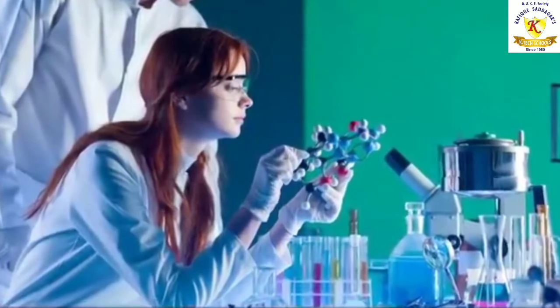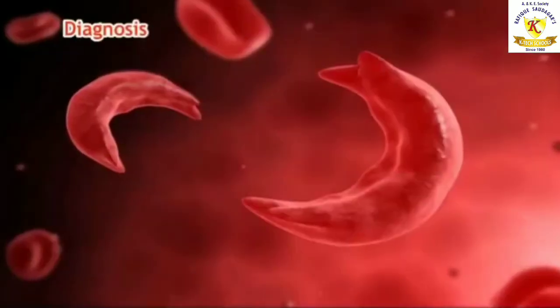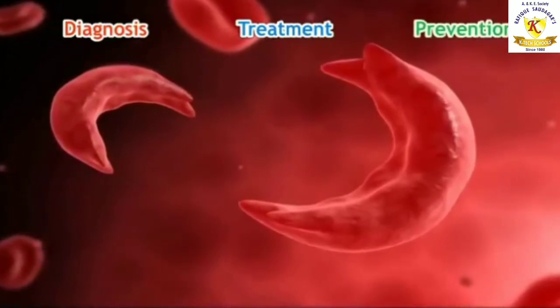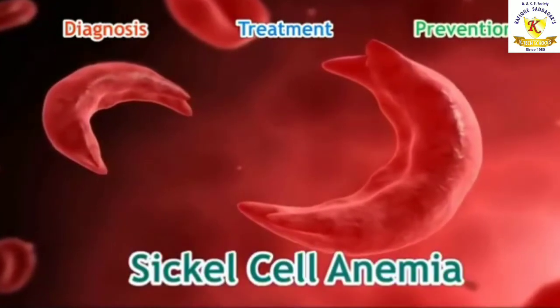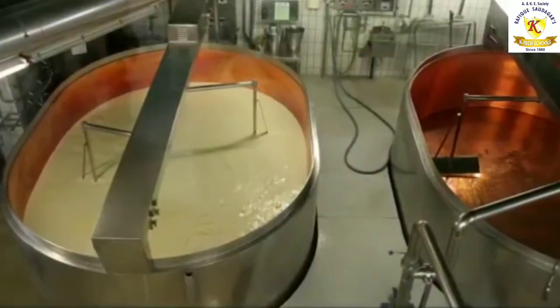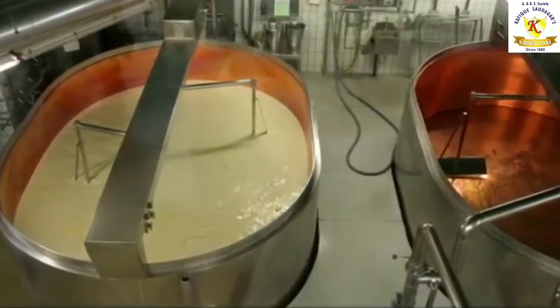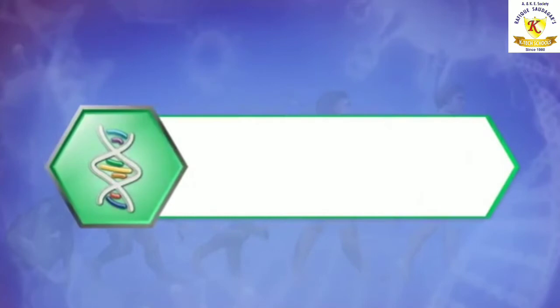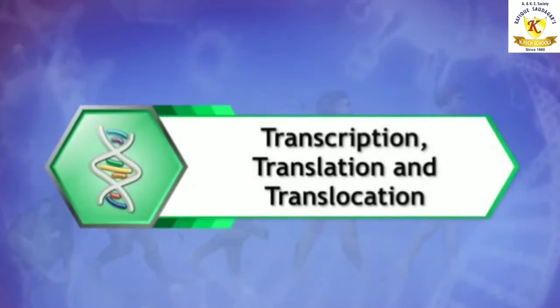The science of heredity is useful for diagnosis, treatment, and prevention of hereditary disorders, production of hybrid varieties of animals and plants, and in industrial processes in which microbes are used. Understood, children? Now let's learn about transcription, translation, and translocation.